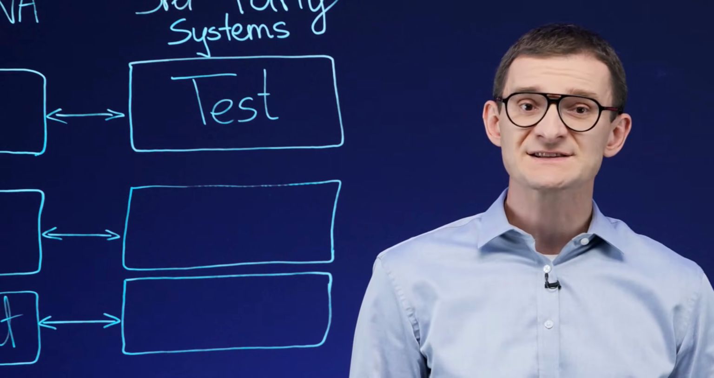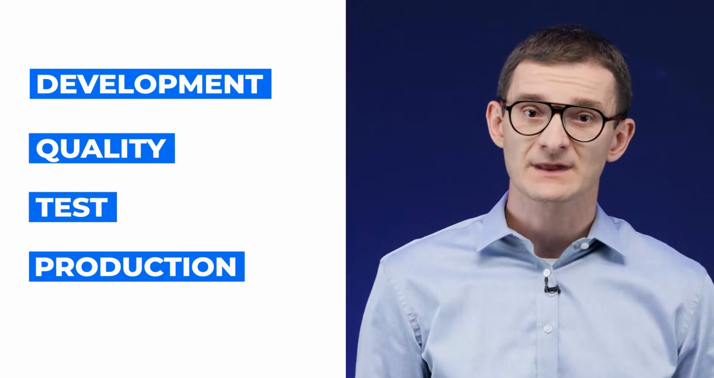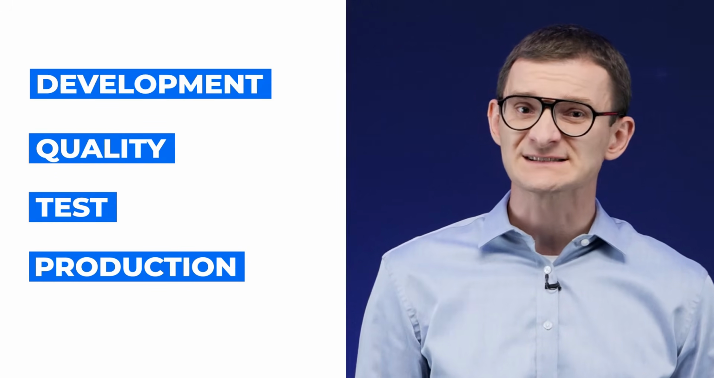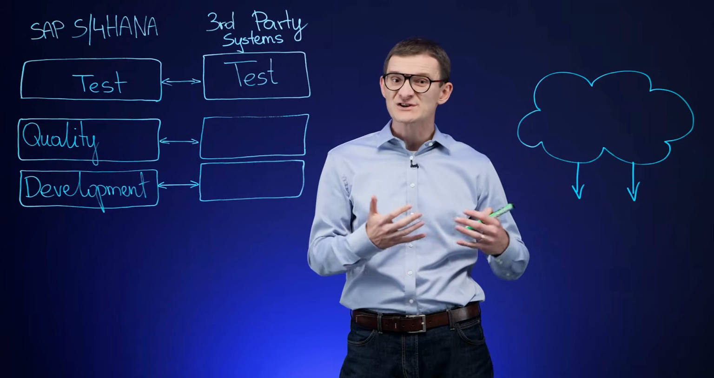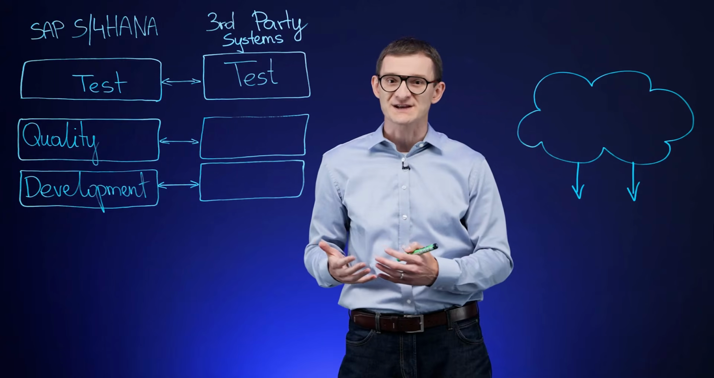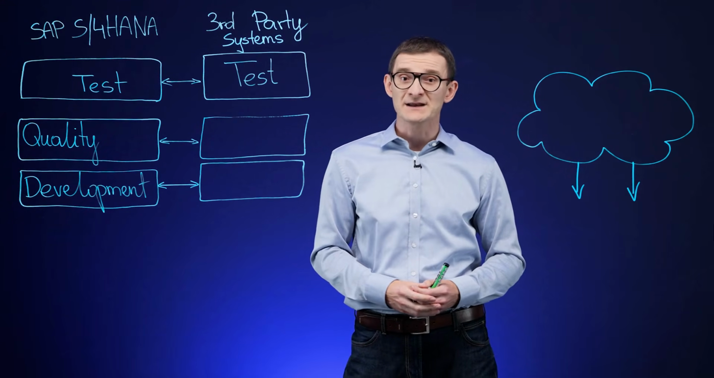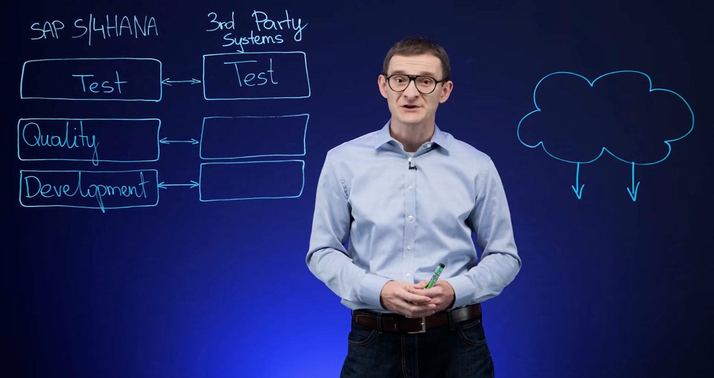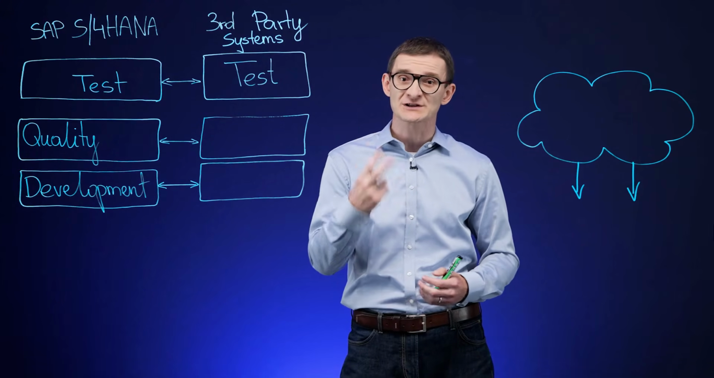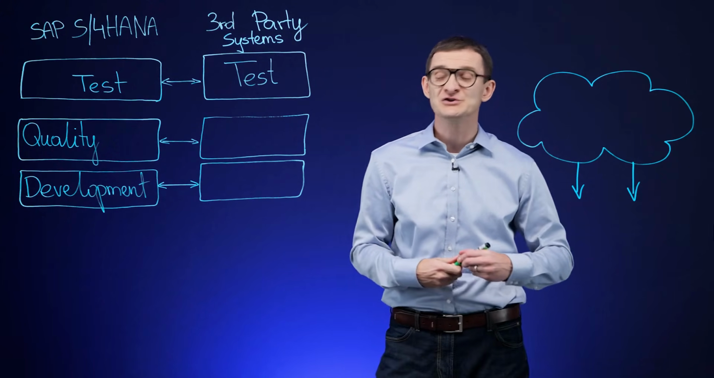SAP S/4HANA landscape will have 4 tiers: development, quality, test, and production. But all of the third-party systems have only 2, development and production. In order to avoid switching landscapes, which is not even possible in all projects, which will be using all landscapes at the same time, the company must install 37 new instances on 2 additional tiers. That means installation of over 74 new systems.